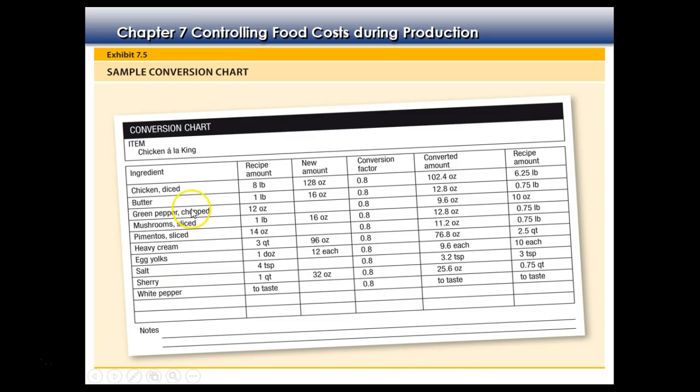So if we take the chicken, for example, the recipe calls for 8 pounds. They moved it into ounces and then multiplied by the 0.8, and then they ended up with 102.4. Then they divided that by 16, because there are 16 ounces in a pound, and it gave them 6.4. Now, not everything will need to be converted into a new amount. It all depends on the recipe that you are using.